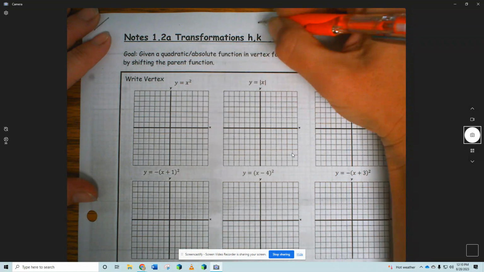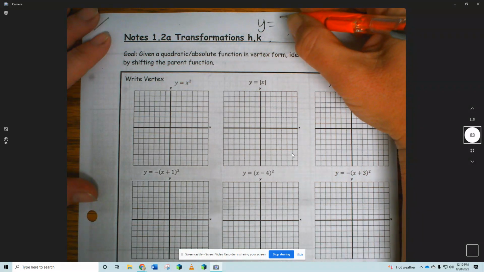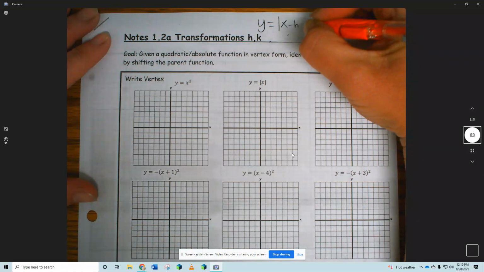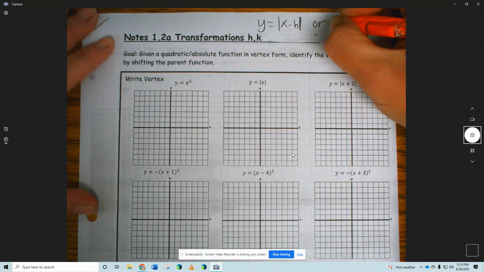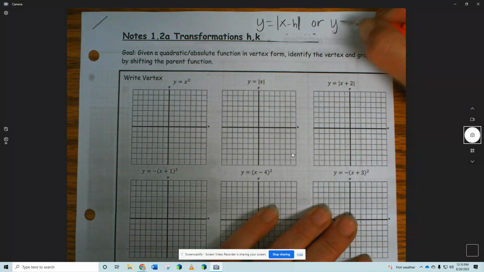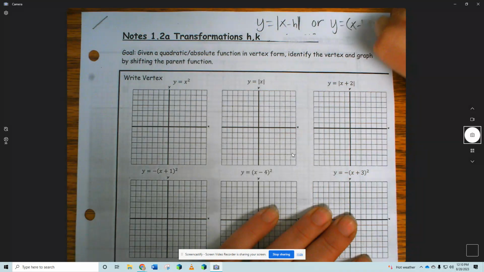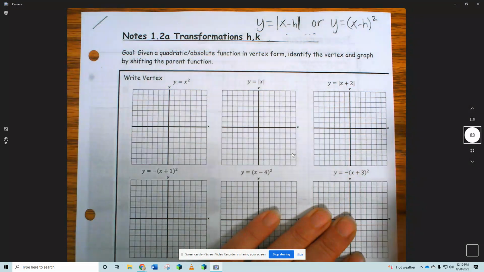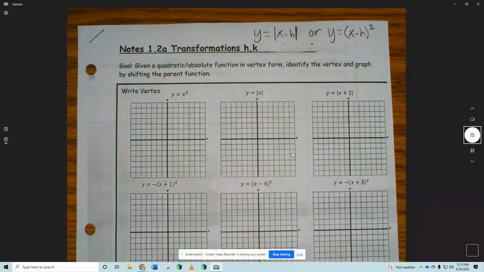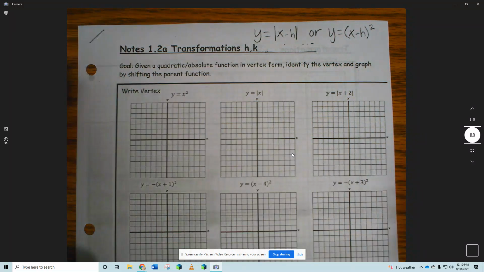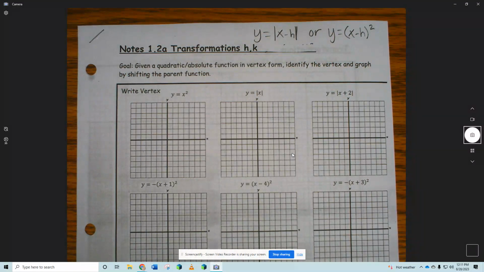my H, this is just H, is going to be like Y equals absolute value X minus H. Remember, it's the opposite sign. Or it's going to be Y equals parentheses X minus H squared, which is a parabola. So I have two choices on this. So let's get started on number 1. This is just a normal parabola.